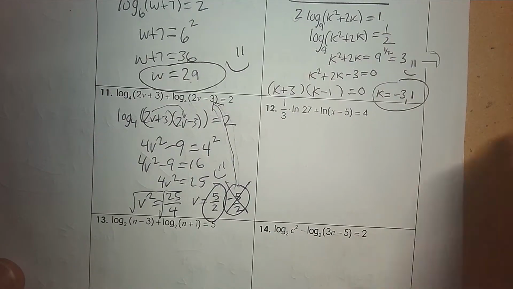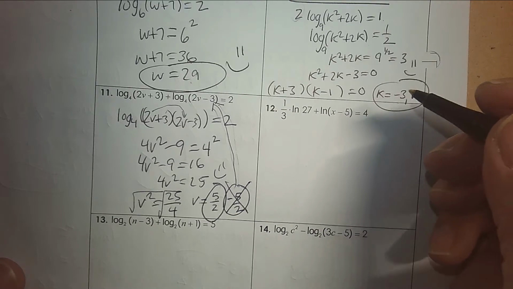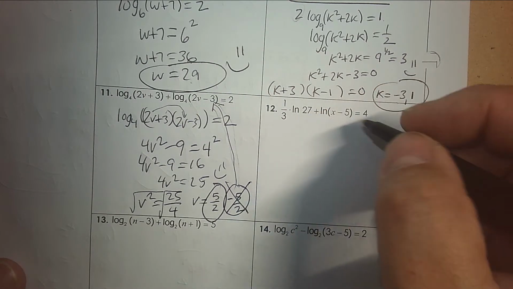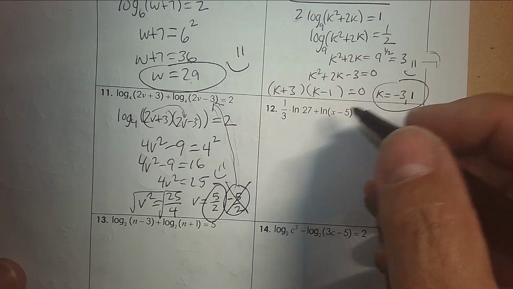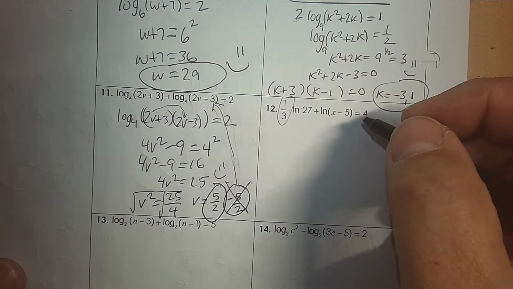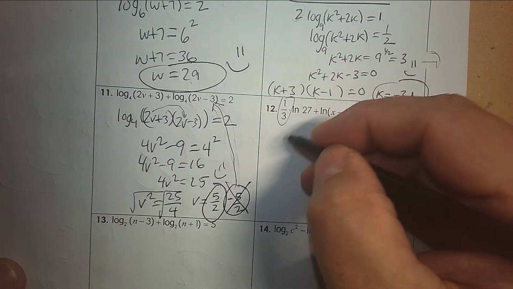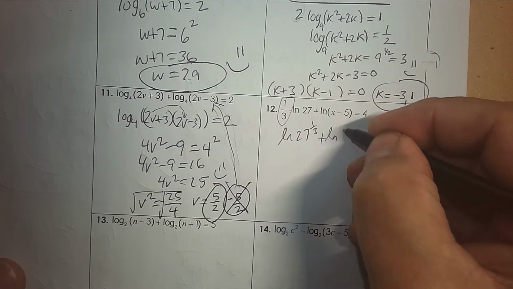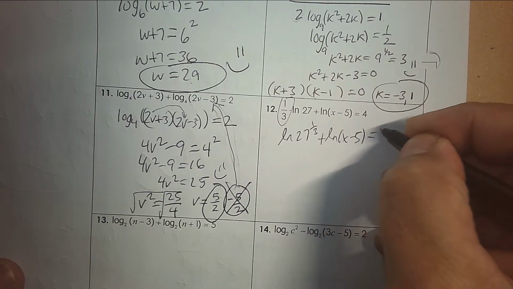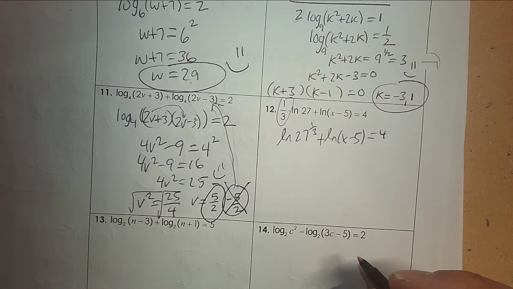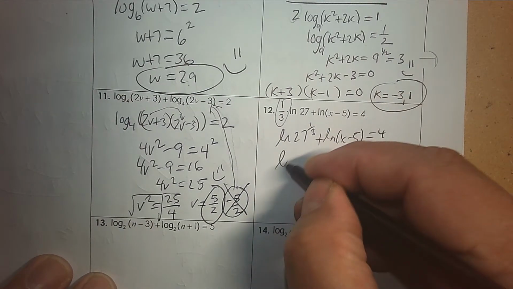Number 12. To combine these together, I'm going to use some properties. So do you see the 1/3? Where does it belong? As an exponent. What does 27 to the 1/3 mean? The cube root. What is the cube root of 27?